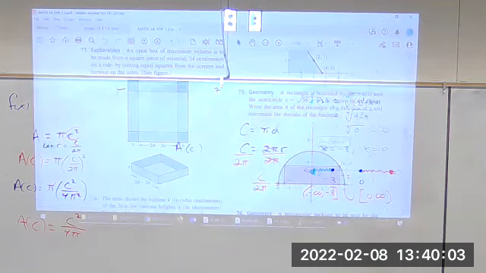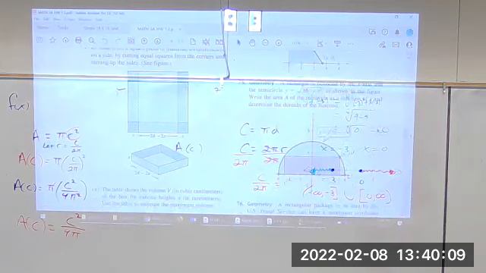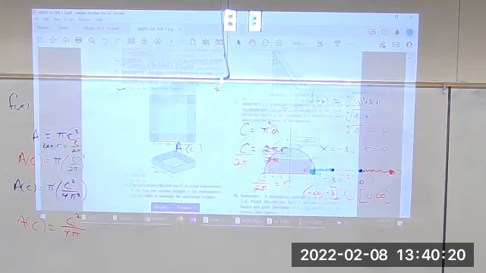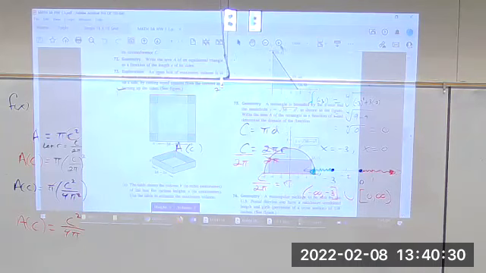A rectangle is bounded by the x-axis and a semicircle, y equals the square root of 36 minus x squared. As shown in the figure, write the area of the rectangle as a function of x and determine the domain of the function. 75. All right. We got a 75.